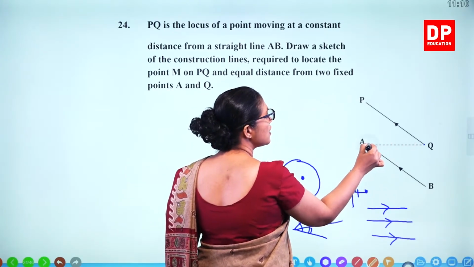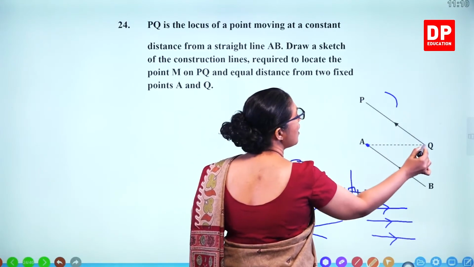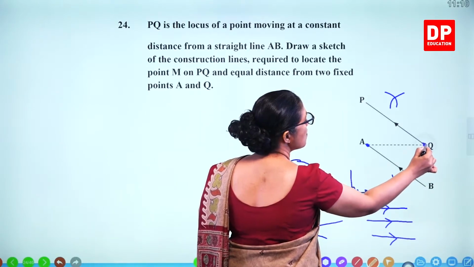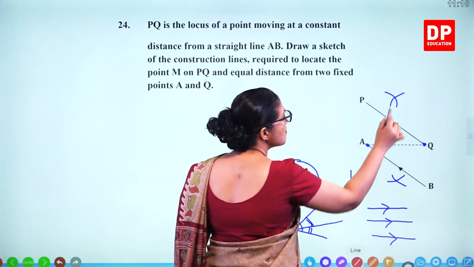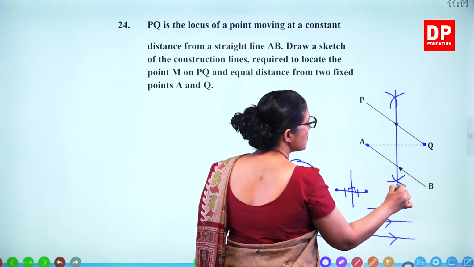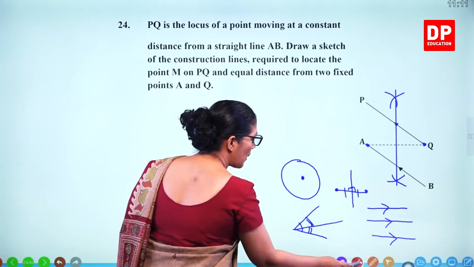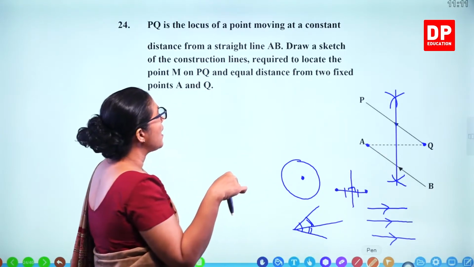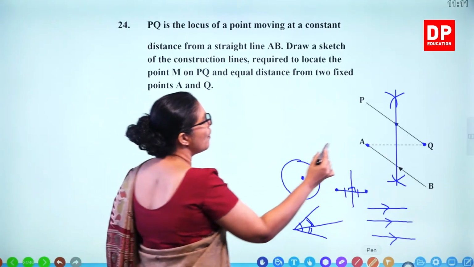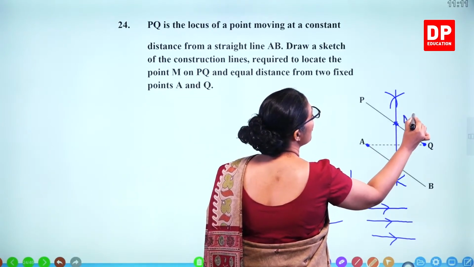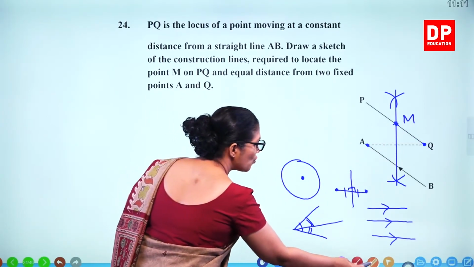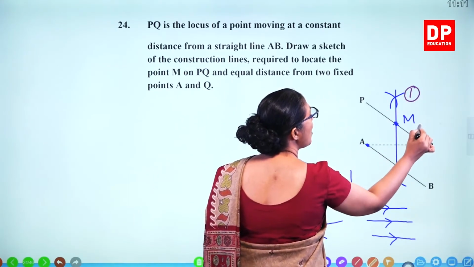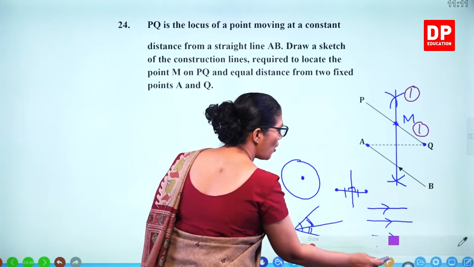So what you do, you keep the compass here, draw an arc above and below, and connect it. That's the perpendicular bisector. Then the intersecting point of the perpendicular bisector and PQ, that's the M point. So you get 2 marks, 1 for drawing the perpendicular bisector and 1 for marking the M point.